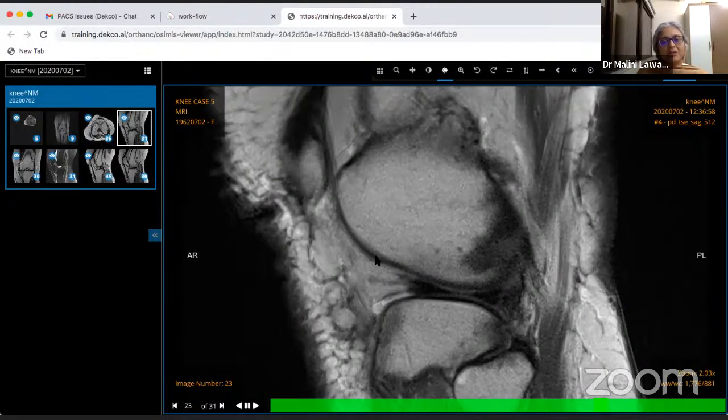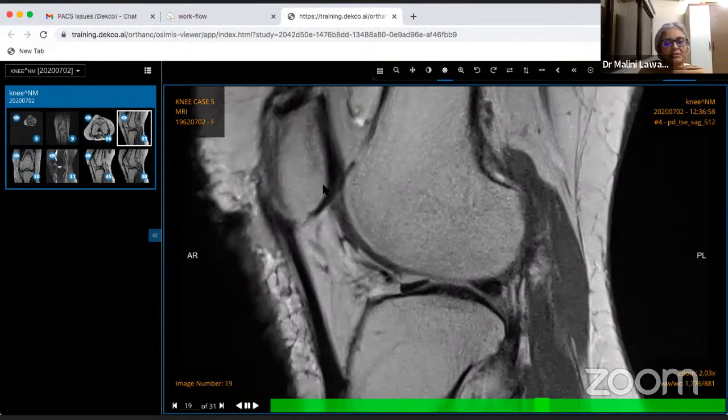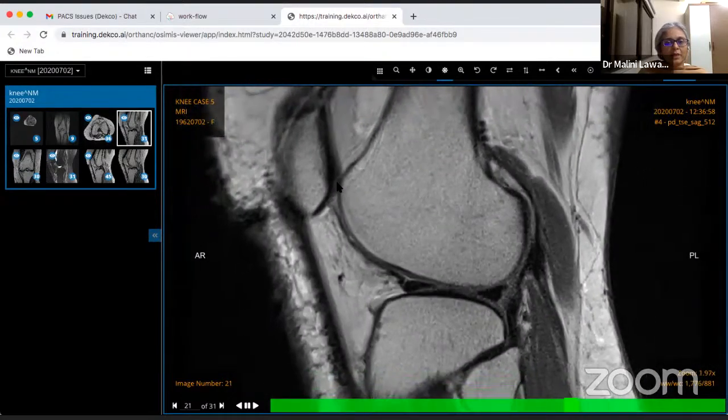So the impression here would read: degenerative posterior root tear of medial meniscus with mild extrusion of the body segment and moderate intrasubstance degeneration of the rest of the posterior horn. Moderate medial tibial subchondral marrow edema with subchondral linear hyperintensity suggestive of subchondral insufficiency fracture, and the other cartilage changes we looked at.